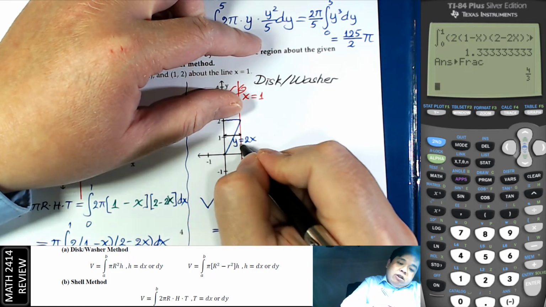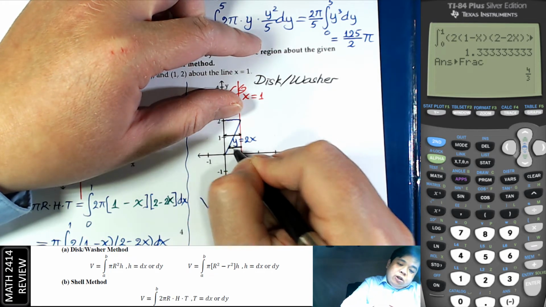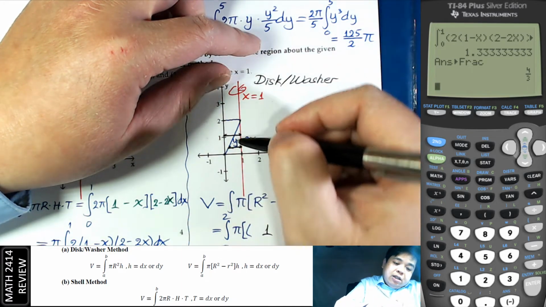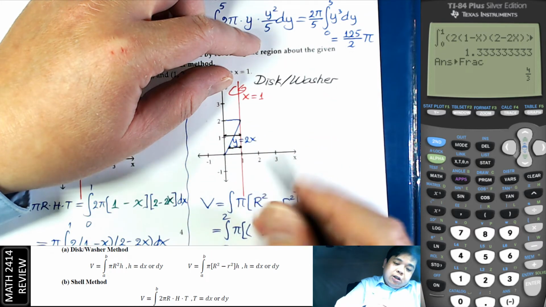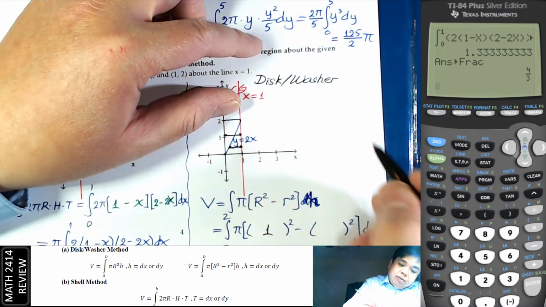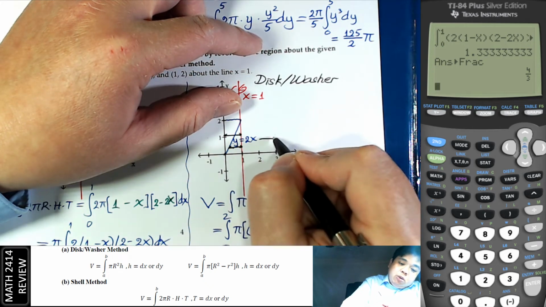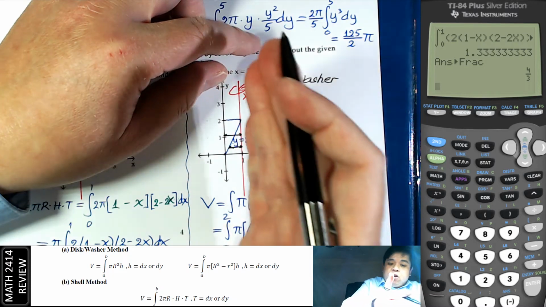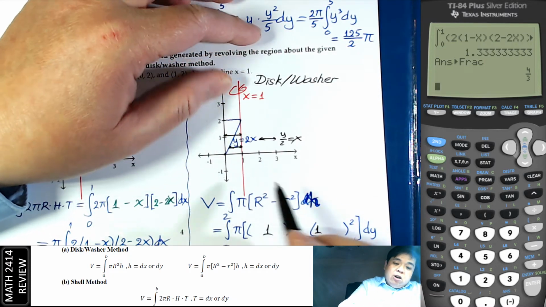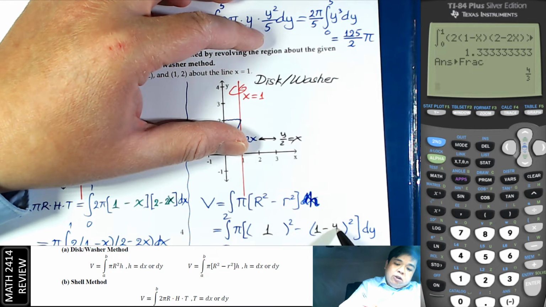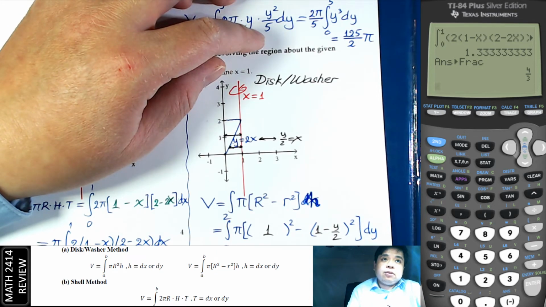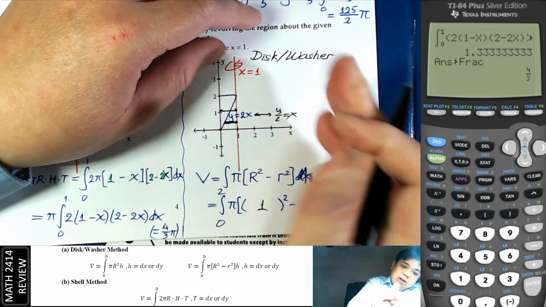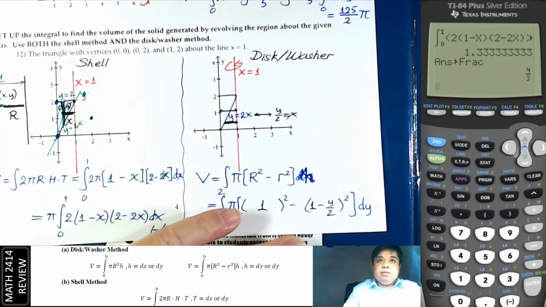The little radius is from the axis of rotation to the inner edge, so it will be that distance. And that distance is the difference of 2 functions, the vertical line and the slant line. But everything has to be in terms of y, so I will switch this to y over 2 equals x. Now, the function on the right is x equal to 1. The function on the left is y over 2. So this distance is the function on the right minus the function on the left. So that's what we have.